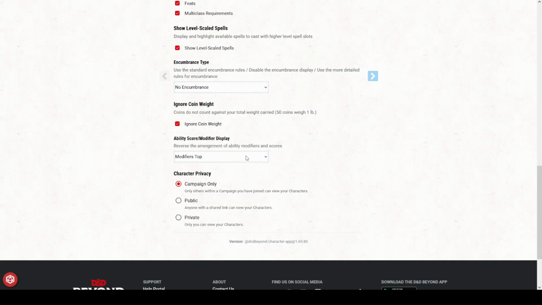Next is modifier display. This is for ability scores. They will be explained later in the video. Modifiers on top, scores on top. This determines what is displayed to you so you can do your math better. If you want to have scores on top so you know what your ability scores are, you can do that. I prefer modifiers on top because it makes doing the math that much faster.